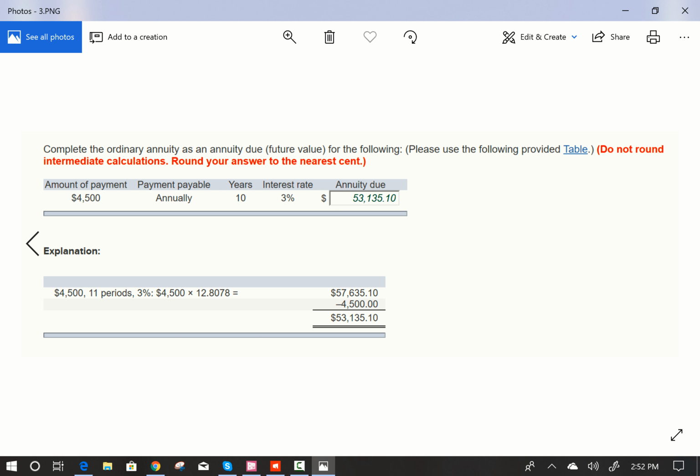Okay, number 3. Complete the ordinary annuity as an annuity due. So this is based upon the first question that we actually did.